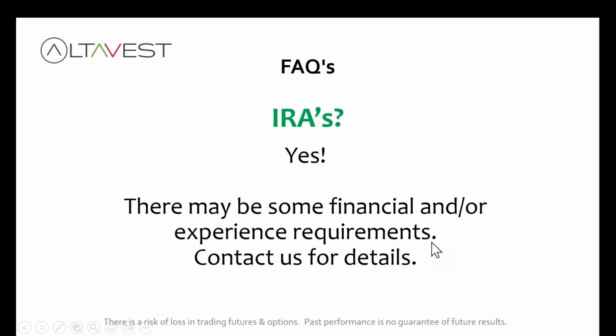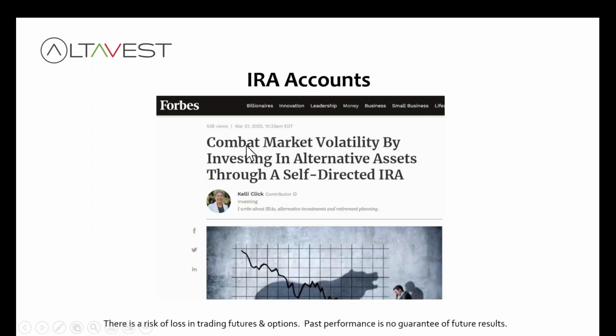What type of account? IRA, absolutely. People transfer those to us every week. So we can do IRA, absolutely, self-directed. Even Forbes says alternative assets using a self-directed IRA might help combat market volatility. So there's a lot of truth to that.